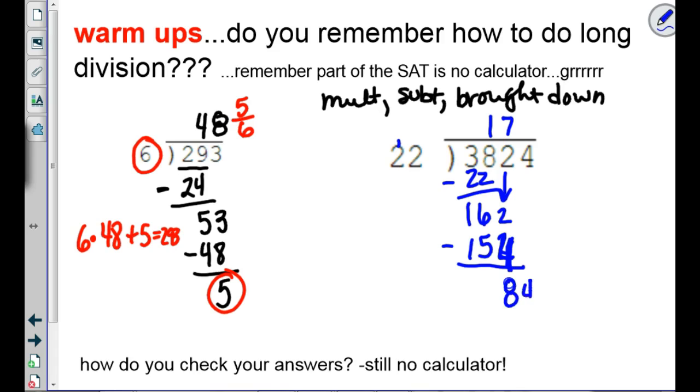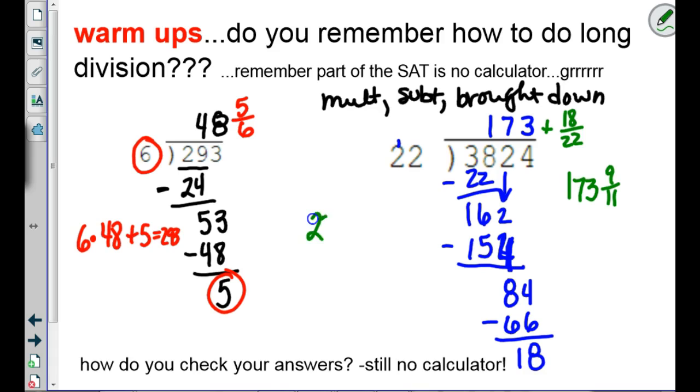Is 8. Bring down the 4. You thinking 3? And that would be 66. And we subtract. And you got 18. Okay, you're faster than me. Now, we could write remainder 18, or we could write what? It's plus 18 over 22, or would be 173 and 9/11. Does that seem right to anybody? Does that reduce? Okay. And how would I check it? No, 22 times 173 and add 18 on, and it should be 3824.